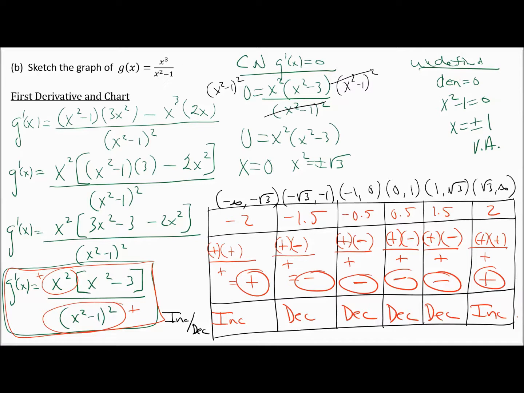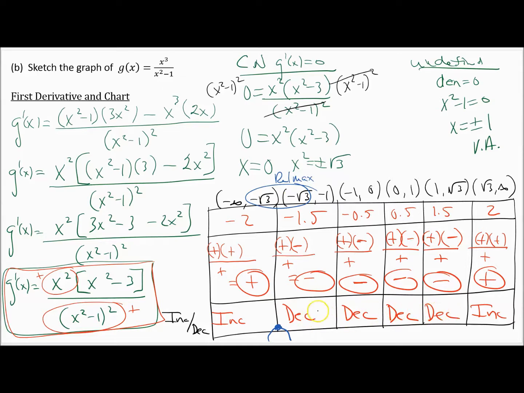Now let's talk about relative max and relative min. Remember the square root of 3 values? Those are defined, right? Those are critical numbers, real, true critical numbers. And we're going from increasing, let me do this in a different color, we're going from increasing to decreasing. So we have a relative max at negative square root of 3.